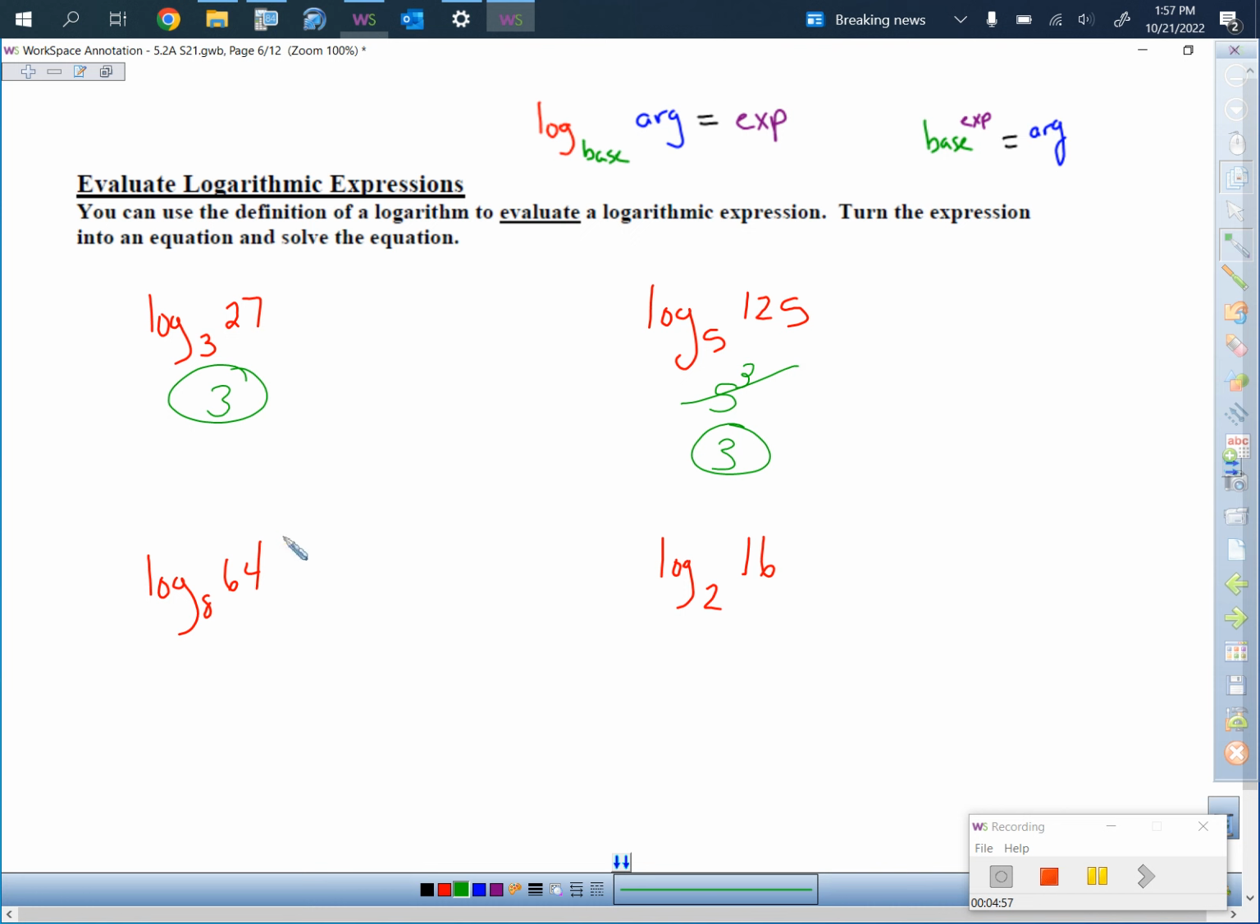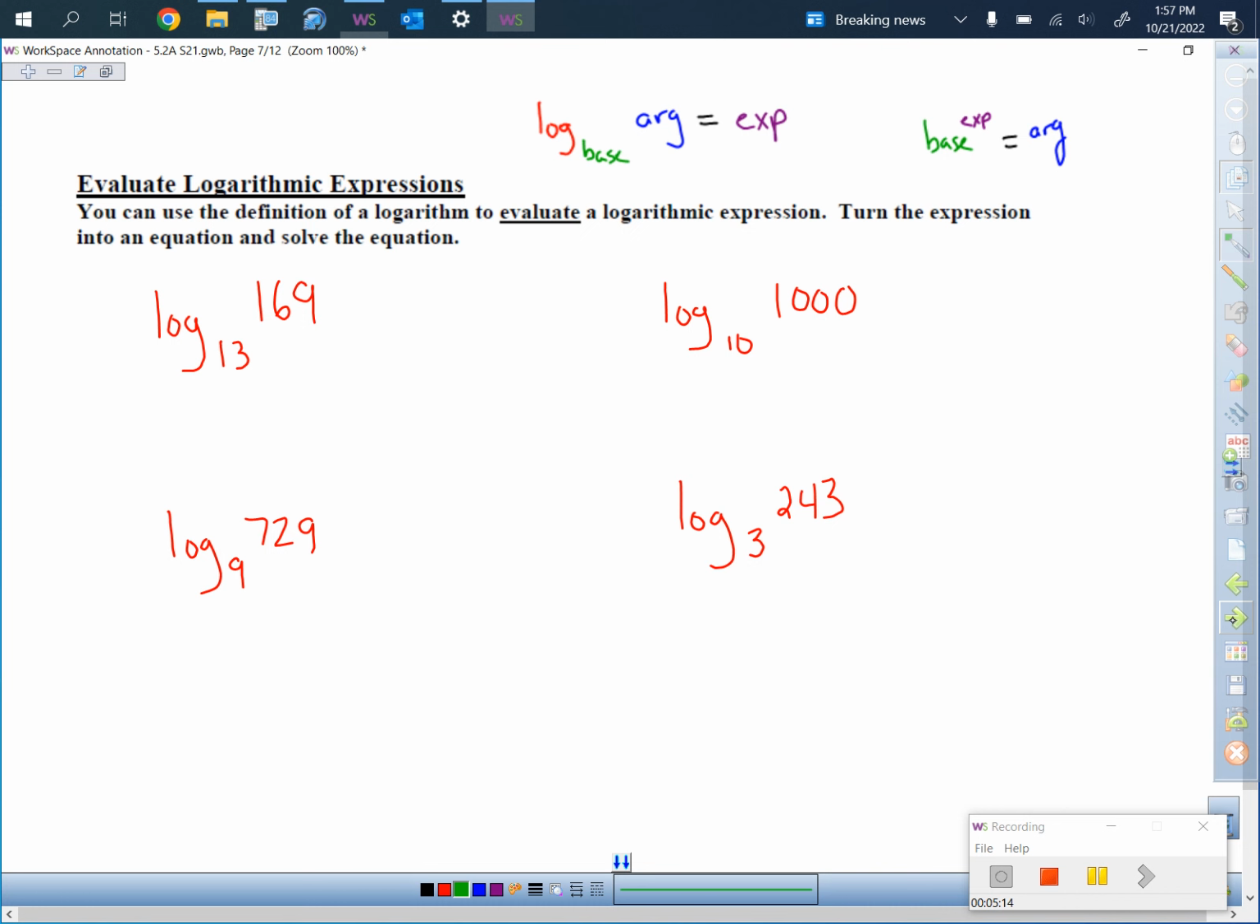Log base 8 of 64 is how you actually read this out loud, but what it means is 8 to what power is 64? That is a 2. And 2 to what power is 16? Well, that is a 4. Why don't you try these 4 problems on your own? It's just basically 13 to what power is 169, and etc. Please pause that video.